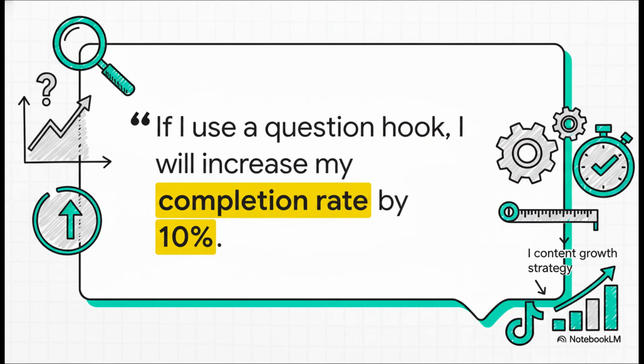Now this is what a great hypothesis looks like. See how specific that is? It's not vague like, I hope this video does better. It's specific and it's measurable. If I do X, I expect to see Y result. That is how you run a clean, effective test.